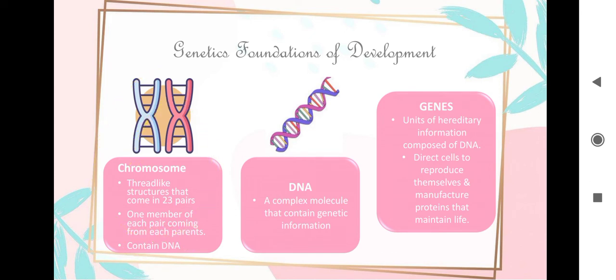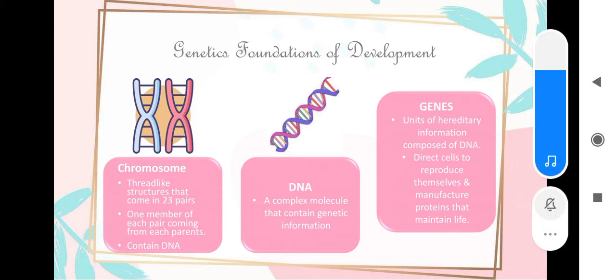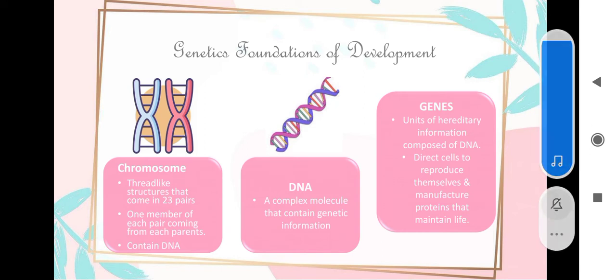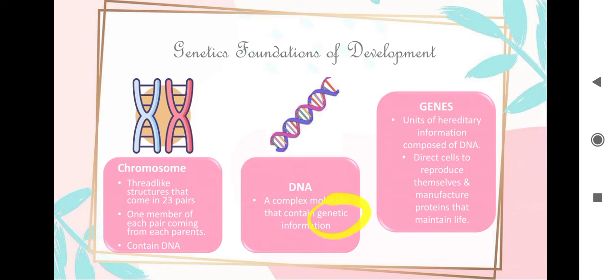A combination of chromosomes, right? So DNA, basically, what is DNA? DNA is a complex molecule that contains genetic information. So what is genetic? Inheritance information. We'll just take one example of physical inheritance.